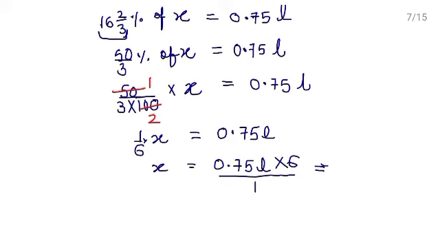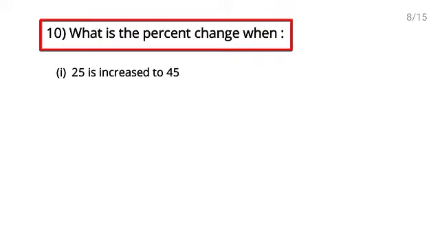So multiply 75 by 6. जब आप 75 को 6 से multiply करेंगे, you will get 450. But there were 2 decimal places, so put decimal before 2 digit here, right? So this is equals to 4.50 liters. Denominator was 1, so no need to mention denominator here. So this is your answer, 4.50 liter, or you can write 4.5 liters. आप इसको 4.5 लीटर भी लिख सकते हैं. Clear?